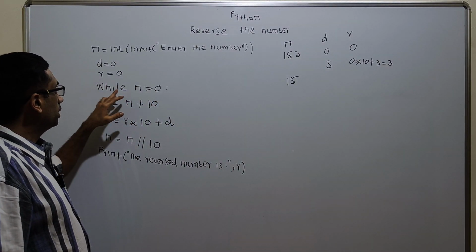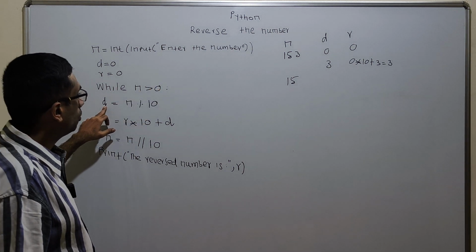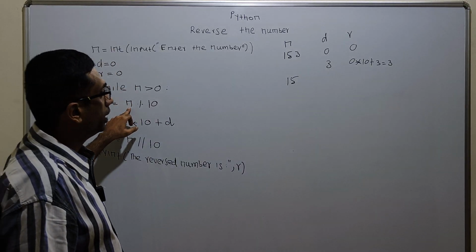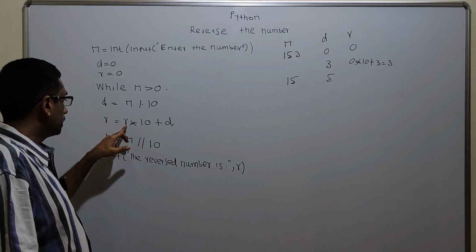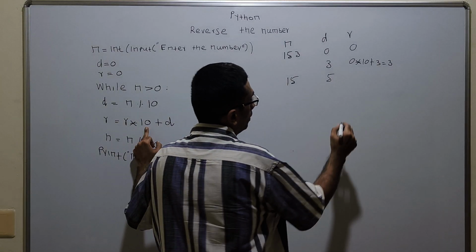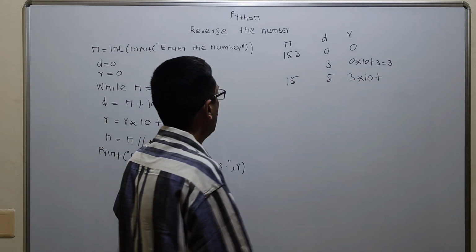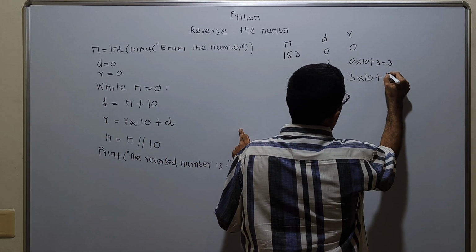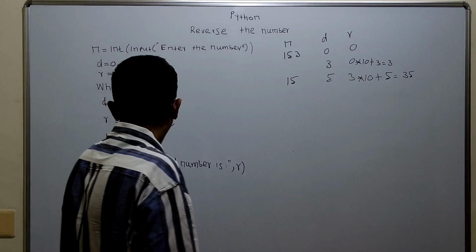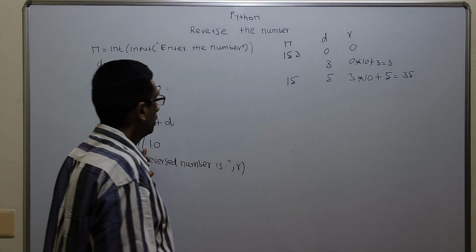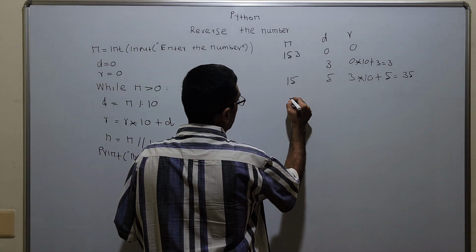Now the condition is checked, 15 greater than 0, the condition is true. Control will come to the body of the while loop, d equal to n modulo 10. 15 modulo 10 is 5, d is having the value 5 now. R equal to existing value of R multiplied with 10, that is 3 multiplied with 10 plus the value of d. The value of d is 5 now. So we are having 35. Now n equal to n integer division of 10. That is 1.5, 0.5 will get omitted, n becomes 1 now.